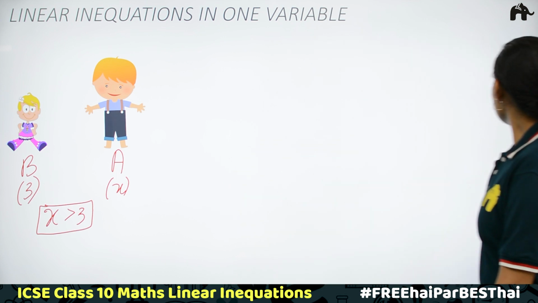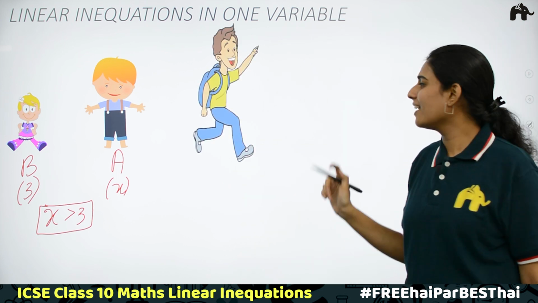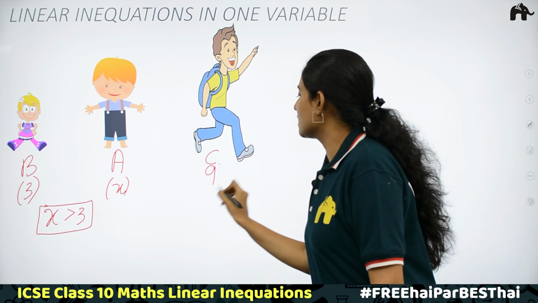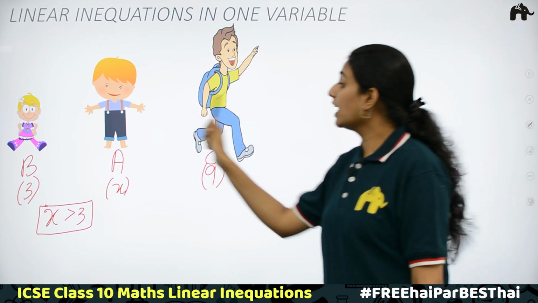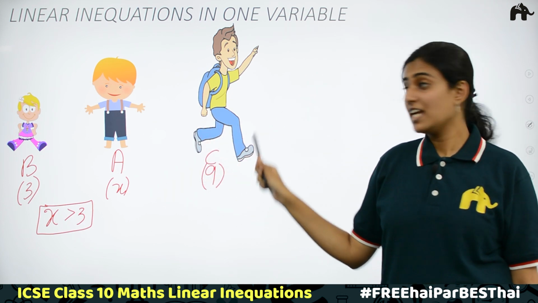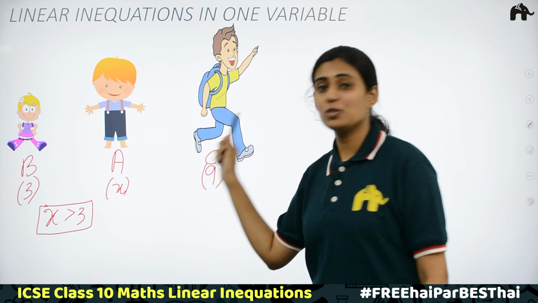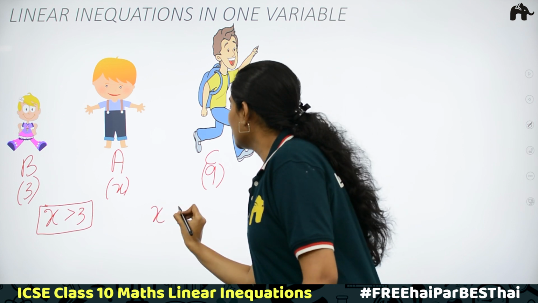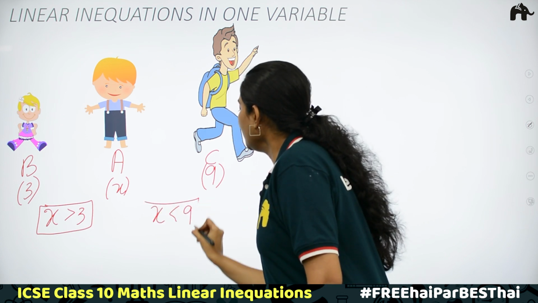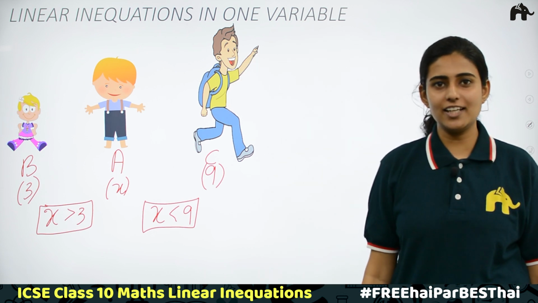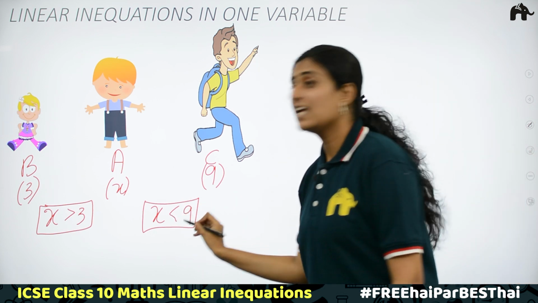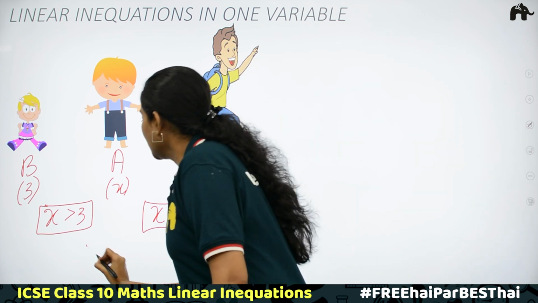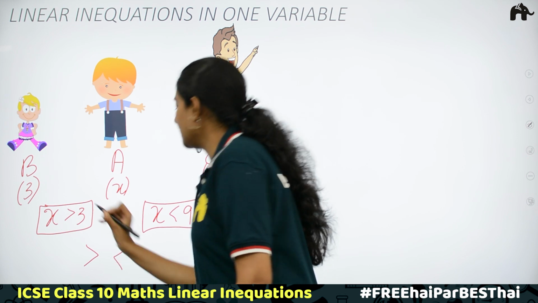This is an inequation. Here the inequality that I used is greater than. Now, he also has an elder brother who is going to school. Let's say his name is C and he is 9 years old. We know A is younger than C, which means age of A should be less than age of C. That is X less than 9. Here again, I am using an inequality. Which is inequality? Yes, I am using the less than sign. So, greater than is an inequality. Less than is an inequality.